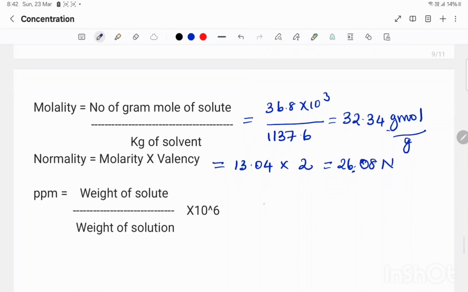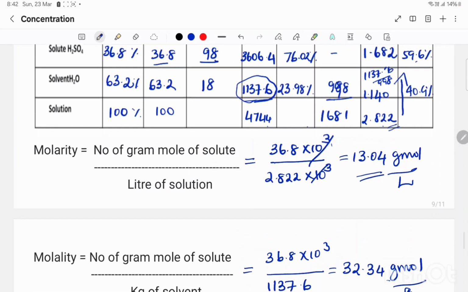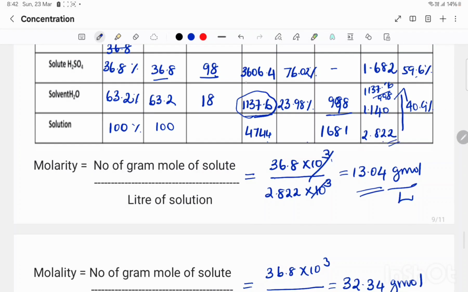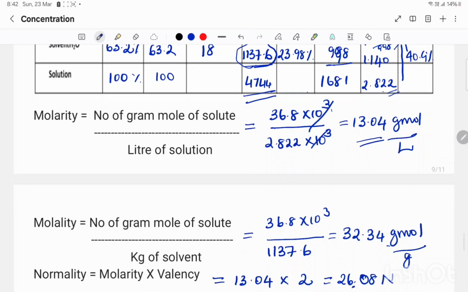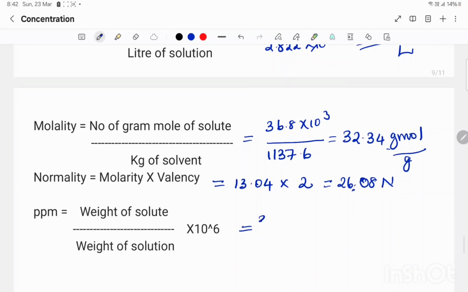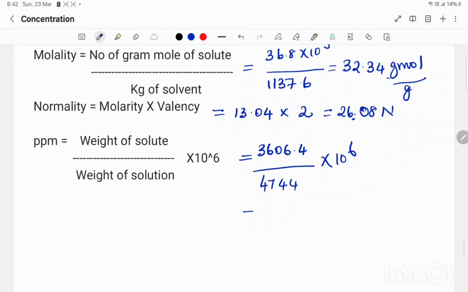Next, let us calculate ppm. ppm is weight of the solute by weight of the solution into 10 raised to the power 6. The weight of the solute is 3606.4 and the weight of the solution is 4744. So let us divide 3606.4 by 4744 into 10 raised to the power 6. You will get 76020.24 ppm. So now we have calculated molarity, normality and ppm.